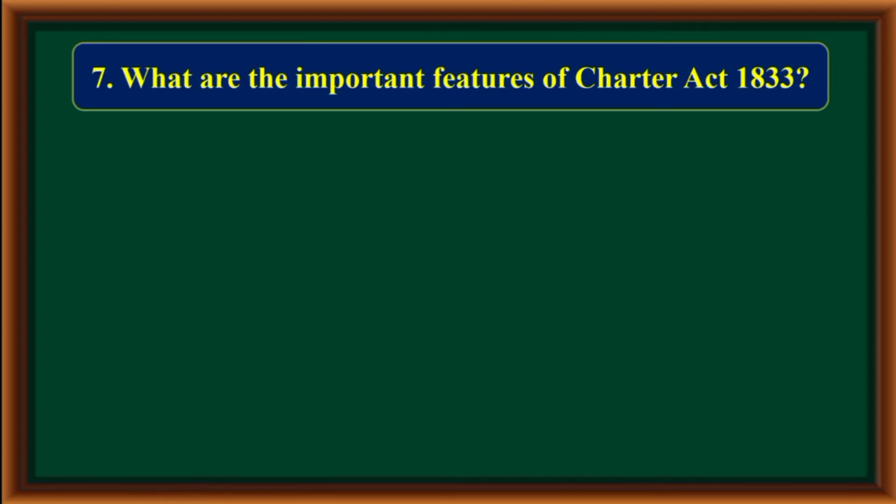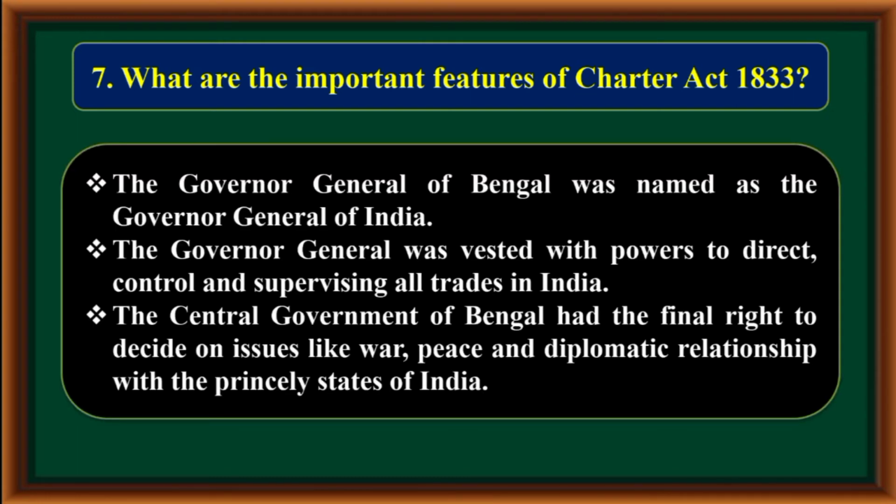What are the important features of Charter Act of 1833? The Governor General of Bengal was named as the Governor General of India. The Governor General was vested with powers to direct, control, and supervise all trades in India. The central government of Bengal had the final right to decide on issues like war, peace, and diplomatic relationship with the princely states of India.